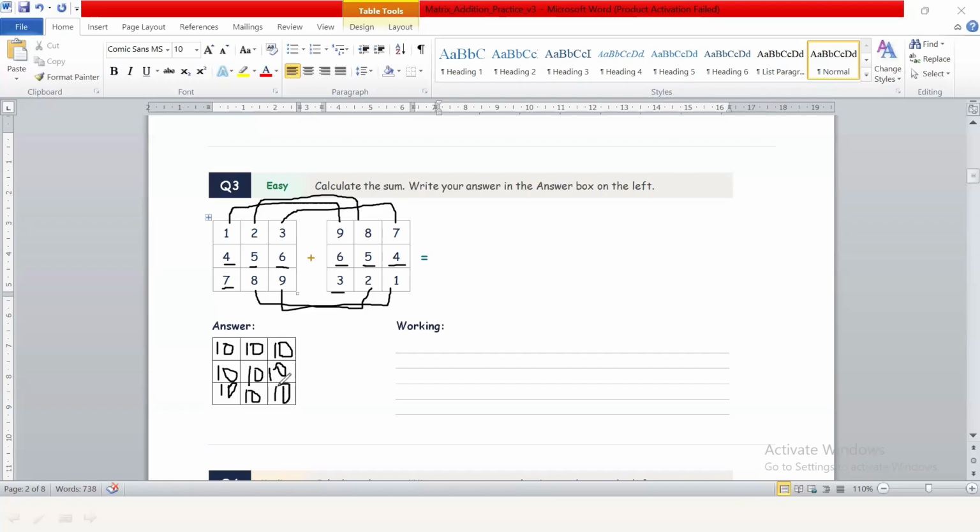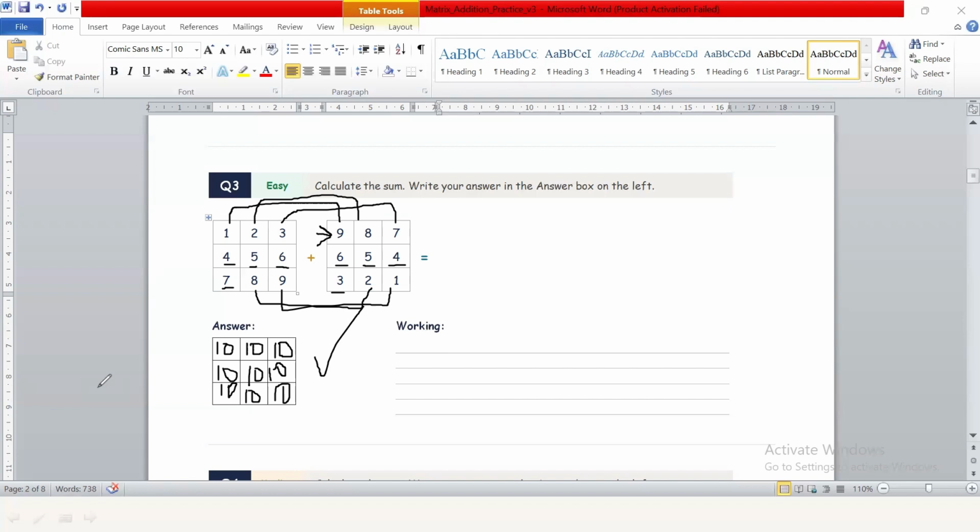So I hope you're seeing the way I am adding it. I look for the values that correspond to each other. The first value in the first row, first column, I add to the first value in the first row and first column of the other matrix. That's what I'll do for all the values, and that way I'll get my answer correctly.